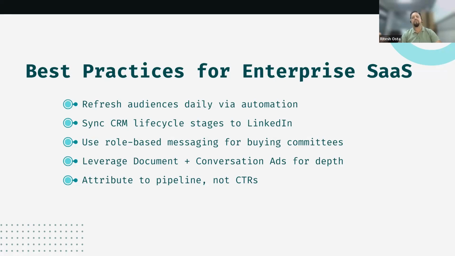Okay, leverage documents. That means giving white papers and ebooks and whatnot. Create conversations for that and attribute it to pipeline, not the CTRs. So don't just focus on clicks, but attribute everything to the pipeline, right? And there are a lot of tools out there, and HubSpot can do things super fast when it comes to attribution. So if you can build those systems, that's going to help you a lot in the coming days.